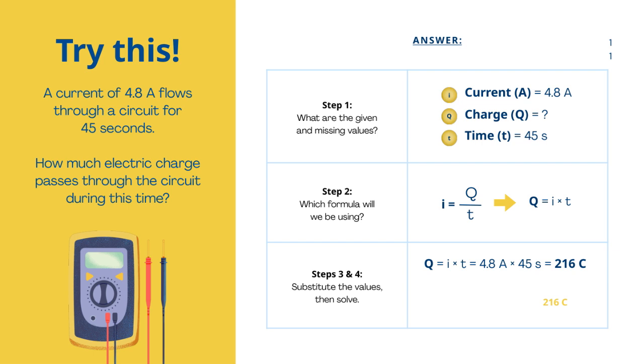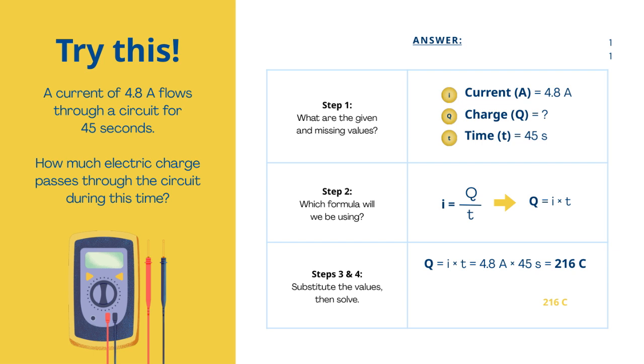Let's walk through the steps briefly. First, identify what values we know and what we're solving for. Next, choose the relevant formula, which is Q equals I times T. Then, substitute the known values, 4.8 amperes and 45 seconds, and multiply to find the total charge passing through the circuit, which is 216 coulombs.